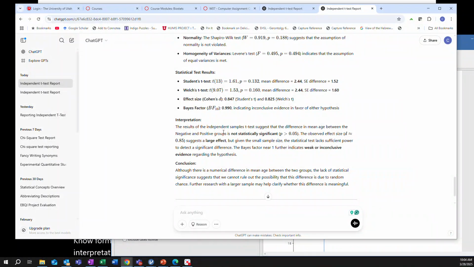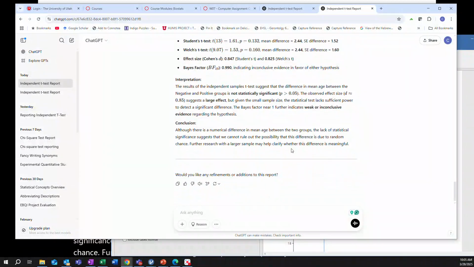The results of the independent samples t-test suggest that the difference in mean age between the negative and positive groups is not statistically significant. The observed effect size suggests a large effect, but given the small sample size, the statistical test lacks sufficient power to detect a significant difference. The Bayes factor near 1 further indicates weak or inconclusive evidence regarding the hypothesis. Although there is a numerical difference in age between the two groups, a lack of substantial significance suggests that we cannot rule out the possibility of difference due to random chance. Further research with a larger sample may help clarify whether this difference is meaningful.